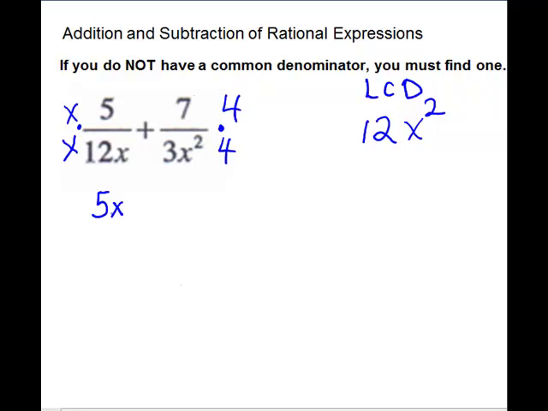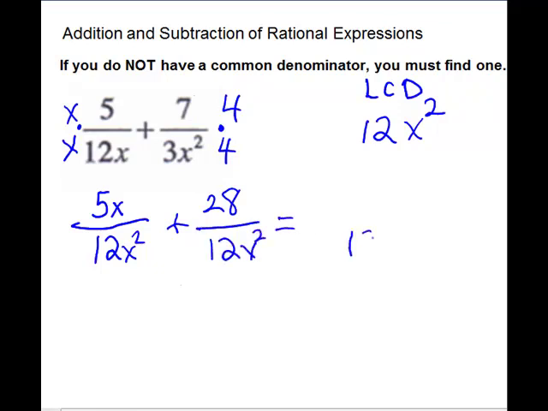So we have 5x over 12x squared plus 28 over 12x squared. Keep the denominator and combine the numerators. They can't really go together because one has x and one does not. So there is nothing you can do there. Again, this is one that you are not allowed to reduce because your numerator is not a product. You cannot take a piece off of there. If it would factor, you could factor. This numerator does not factor. There's no GCF, so there's nothing else that we can do.